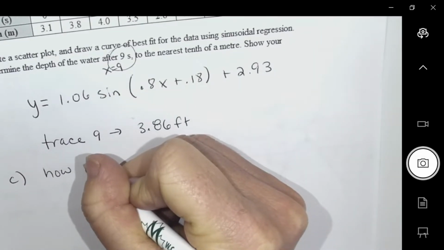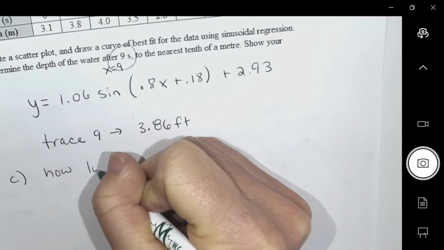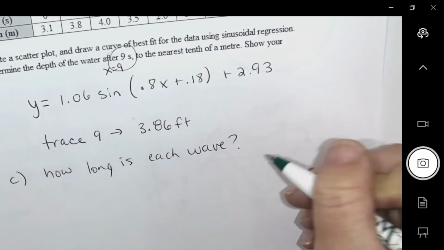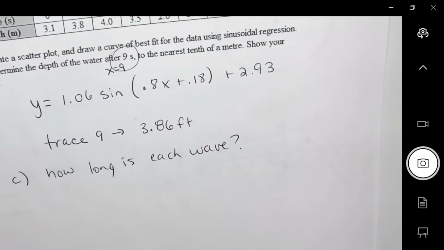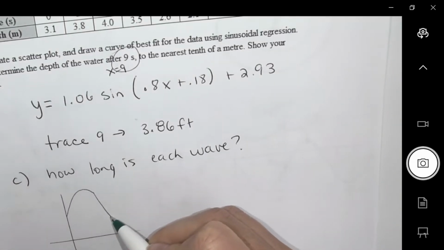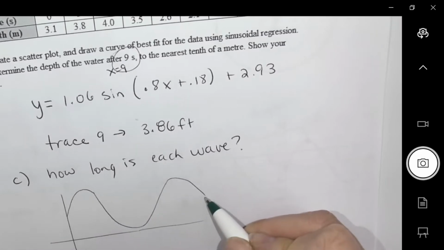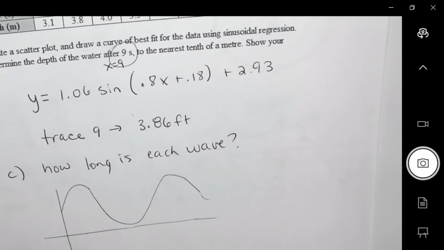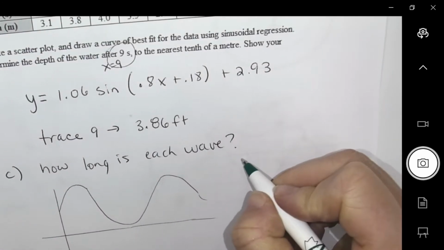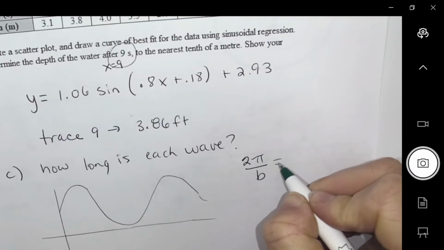How long is each wave cycle? Okay, so that's a period. So I'm going to go 2 pi divided by b equals the period.